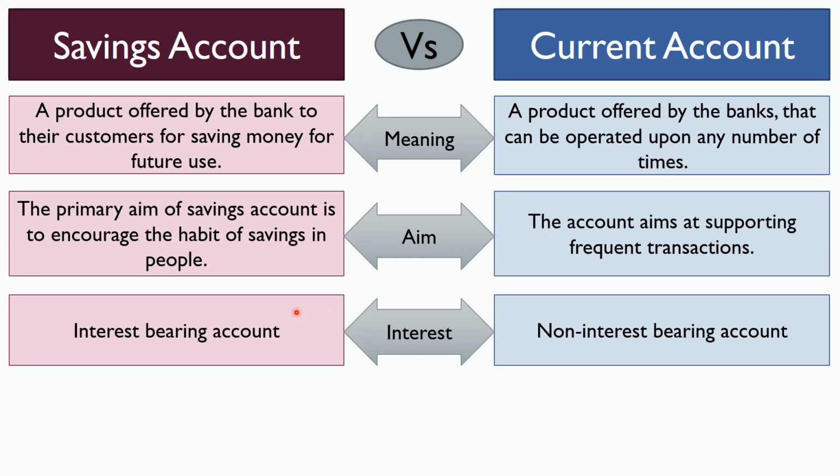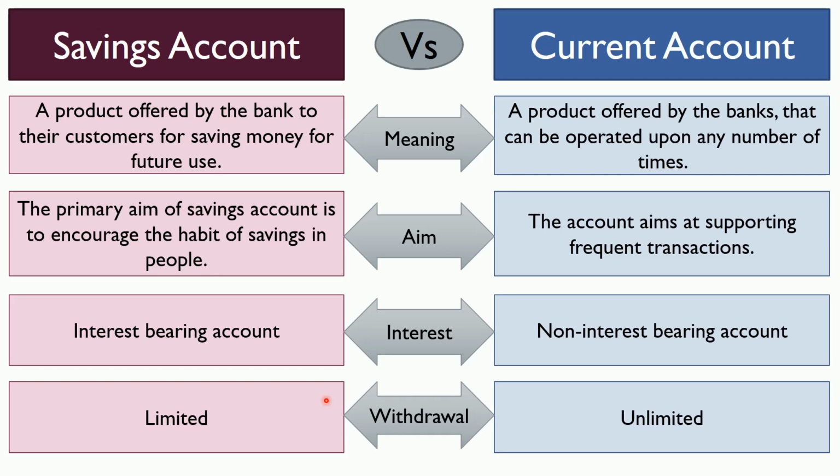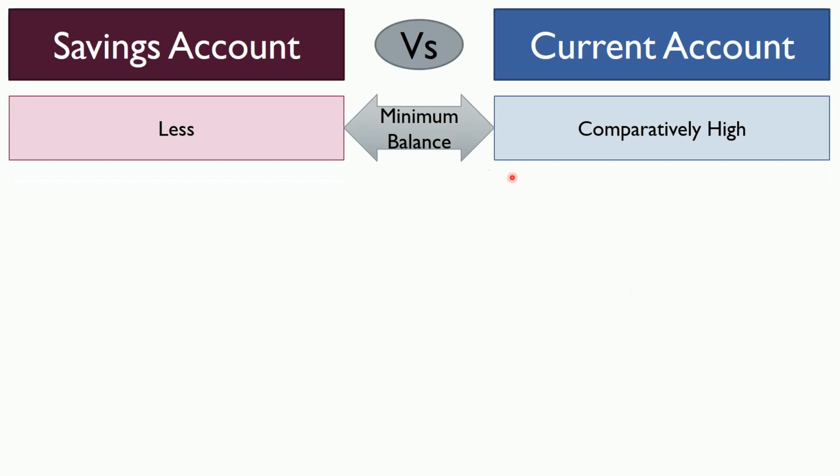While banks pay interest on a savings account on the outstanding balance in the account, no interest is paid on the current account. The number and amount of withdrawals is limited in a savings account. Conversely, there is no limit on the number and amount of withdrawals in a current account. Next, the minimum balance to be maintained in a savings account is comparatively less than a current account.